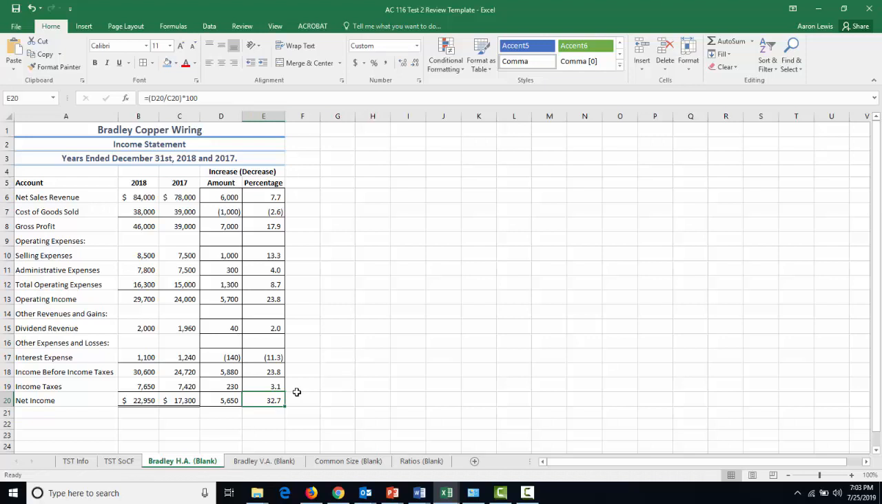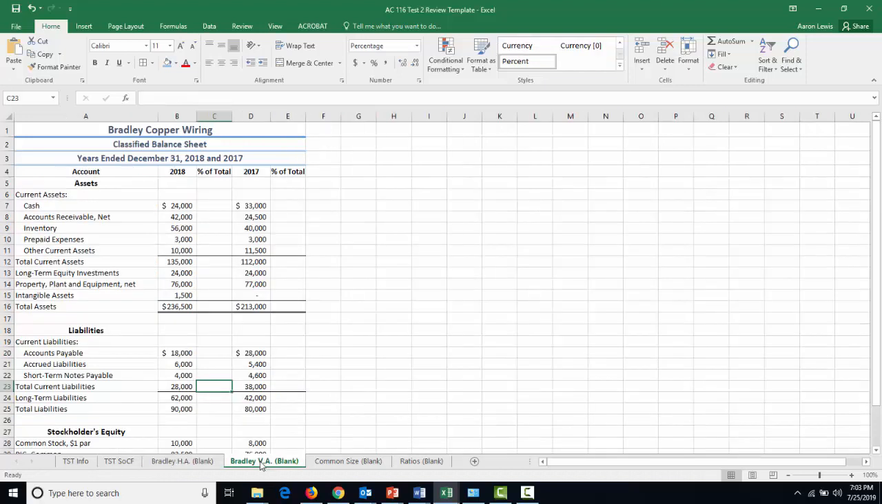And with that, we are through our horizontal analysis of the income statement. We can go to a vertical analysis, and I'm going to ask you to do a vertical analysis of the balance sheet. So, how do we go about doing this?